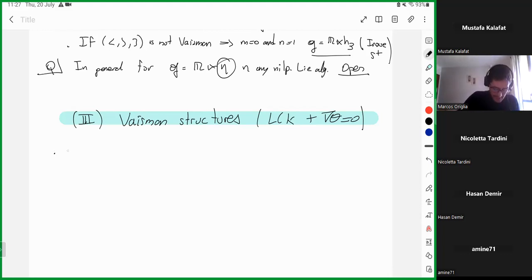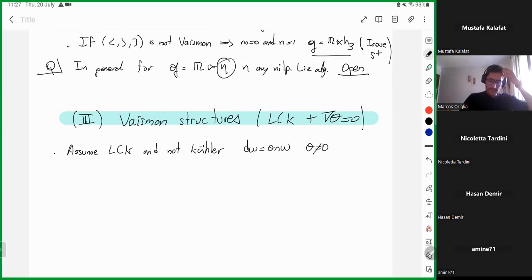So let's start in general with the LCK condition. So assume the LCK condition in our Lie algebra, and of course we don't want Kähler, right? So we have our LCK condition and the Lee form is not zero, otherwise it would be Kähler. But this implies that the kernel of this one form has codimension one.